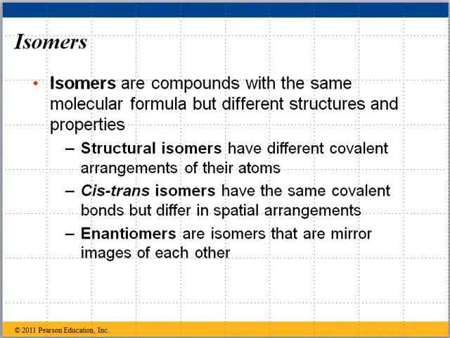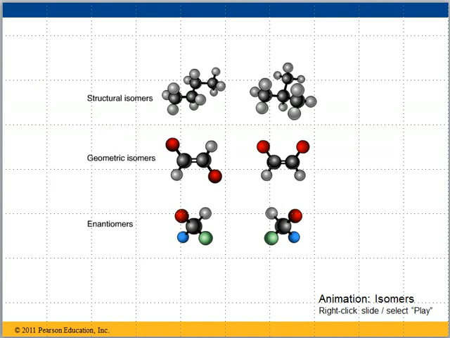And then the last ones are called enantiomers. And enantiomers are isomers that are mirror images of each other. Again, they have the same formula. There's the same number of atoms of particular elements, but the way they're shaped means there's almost like a left-hand and a right-hand version. And again, these words are very difficult without pictures. So let's take a look at a picture.